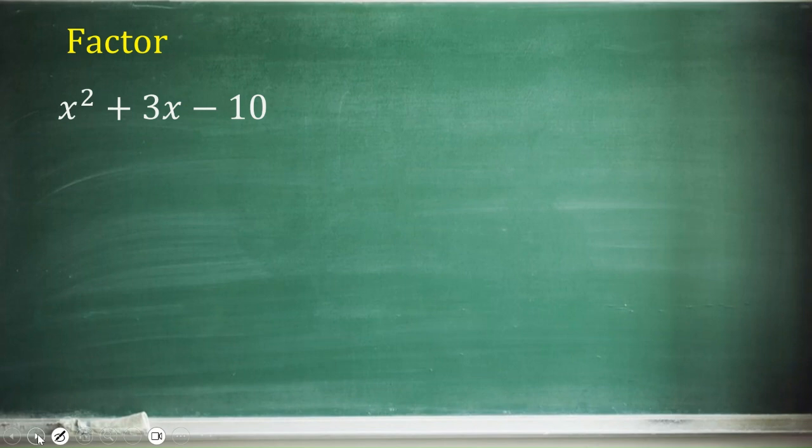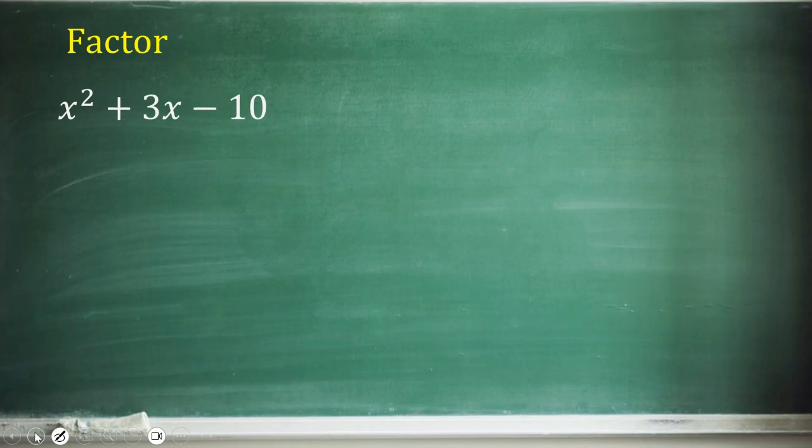So this is a trinomial because it has three terms. One term is x squared, the next term is 3x, and the final term is negative 10. So what we're trying to do when we factor is write this as the product of two binomials, which we'll go into in just a second.